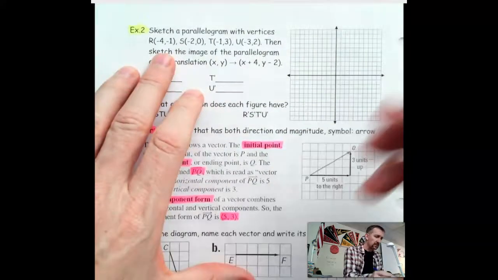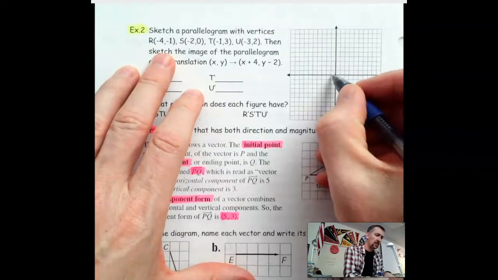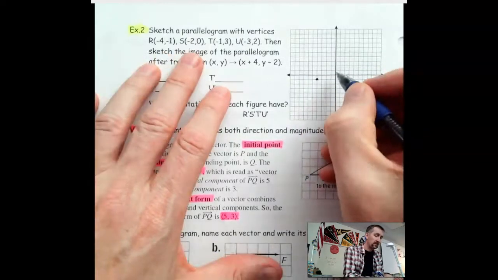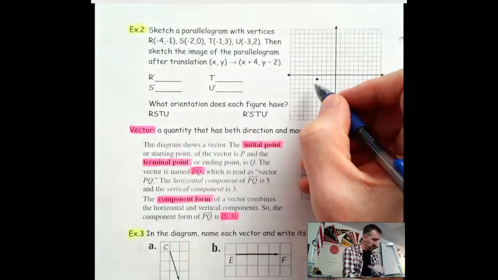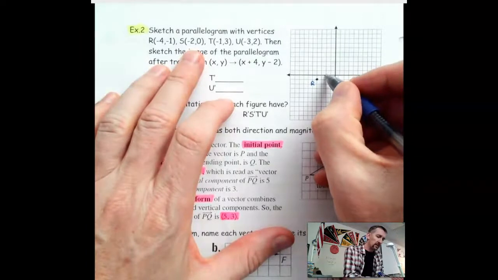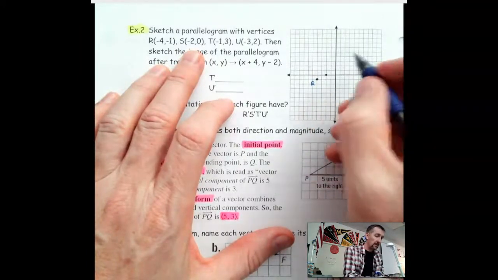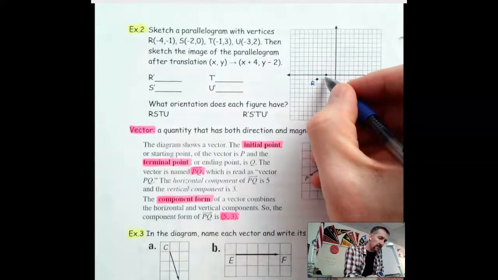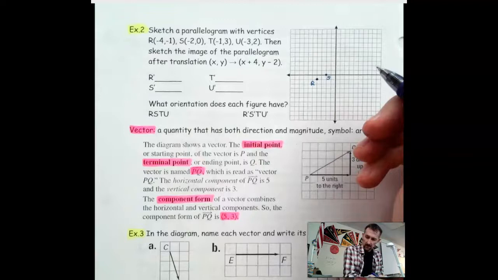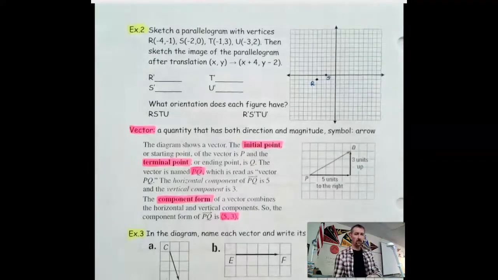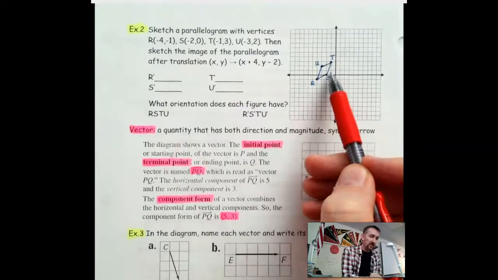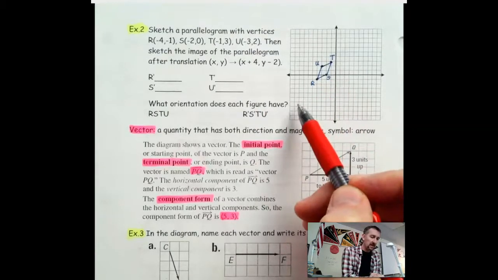So first of all, we want to plot these points. 1, 2, 3, 4, 1. That was R. And then -2, 0 is S. And then, okay, so I went ahead and finished that up real quick and just plotted those other points. Make sure you label them and we're good to go.